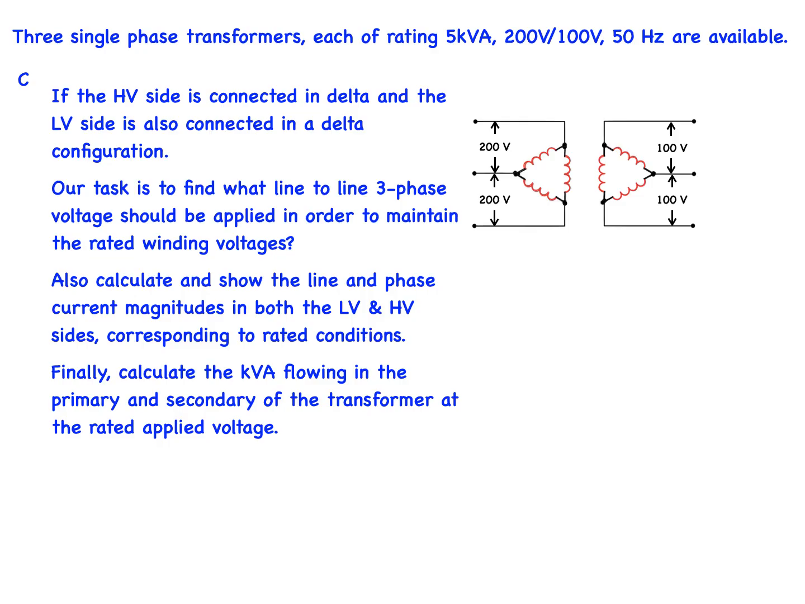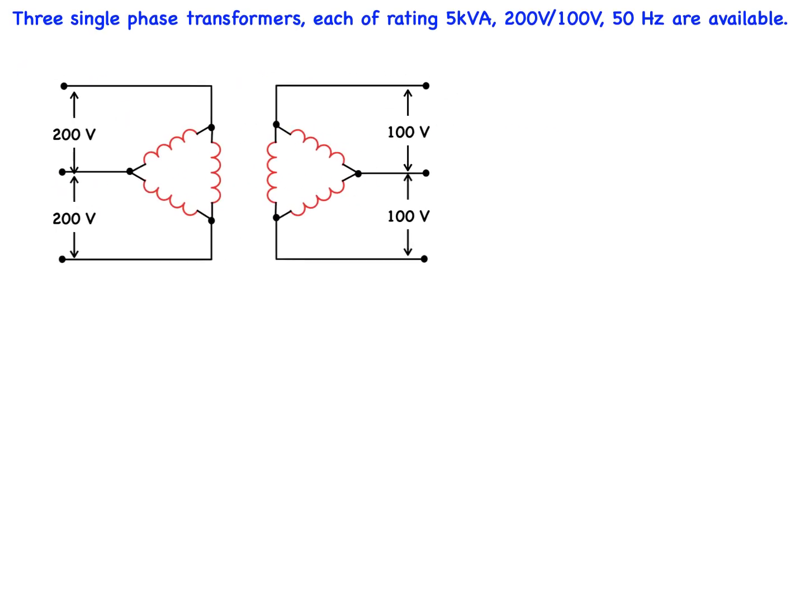Also, we are to calculate and show the line and phase current magnitudes in both the low voltage and high voltage sides, corresponding to the rated conditions. Finally, we have to calculate the kVA flowing into the primary and out of the secondary of the transformer at the rated applied voltages. These are still the three identical single-phase transformers, but connected in delta-delta.